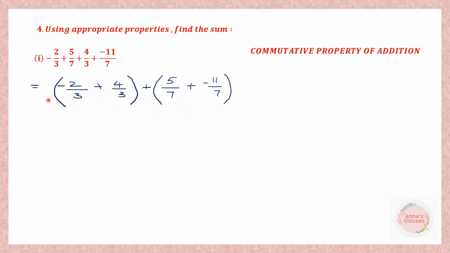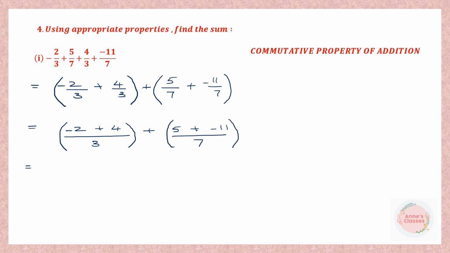Now we are going to work this out. So let's work out what's within this bracket first. Since the denominators are the same, the numerators also will remain the same. So both are 3. So this is minus 2 plus 4 over 3, plus, here the LCM will be 7 and the numerators also will be the same, 5 plus minus 11 over 7. So this is the second group that we have here.